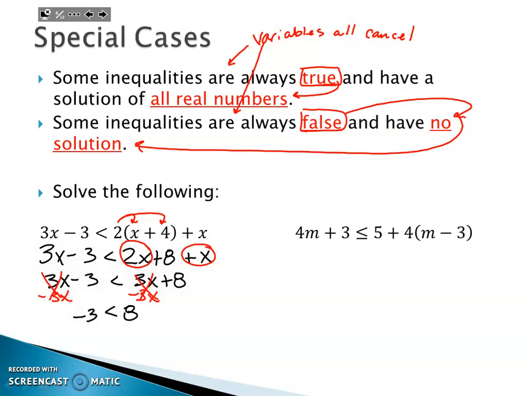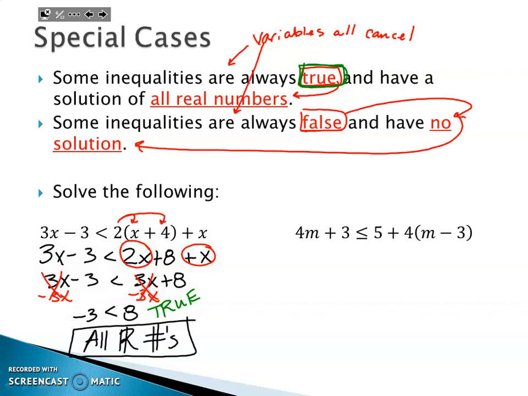So the question becomes: negative 3 less than 8. Is that true or is that false? Is negative 3 less than 8? That would be true. Negative 3 is less than 8. That is a true statement. Now my answer for a true statement is not negative 3 less than 8, and it is not true. The answer is all real numbers. That fancy R I drew there, you will learn about next year in college algebra, but that fancy R means real numbers. So you can write that as an abbreviation, all real numbers.